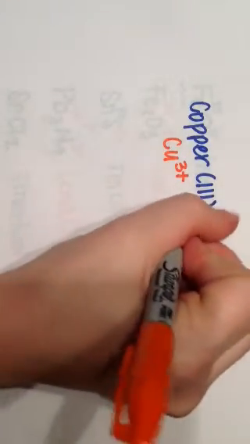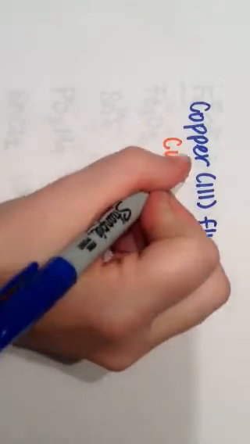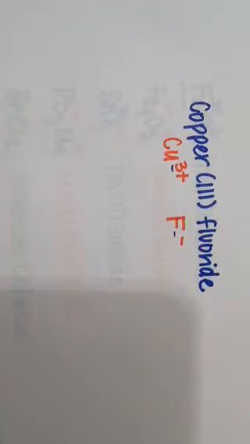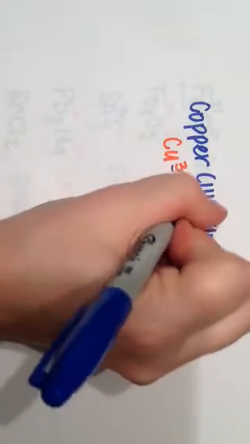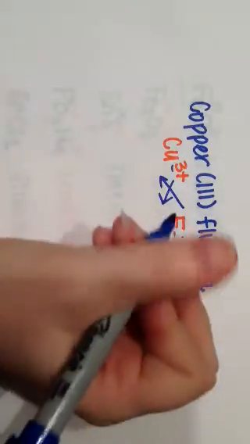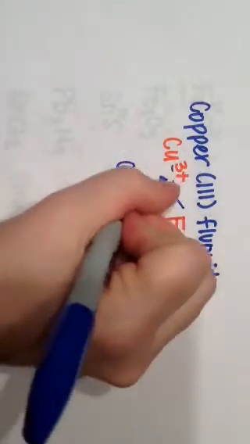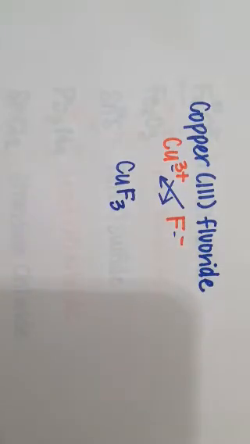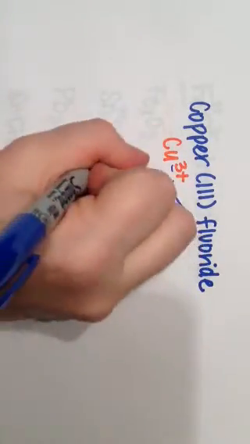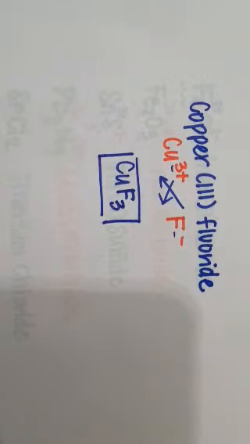And then fluoride is fluorine, and I would have to look that one up. So fluorine has a -1 oxidation value. My oxidation numbers are different, which means they're going to switch. So my final answer would be Cu1, and we don't write the ones in, F3. So this is the actual answer. Now you want to make sure you don't put any positives or negatives into your final answer.